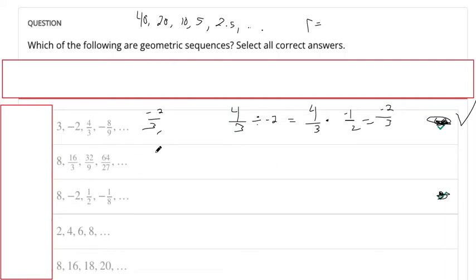Let's test it with this one. The next term divided by the current term. So term 2 divided by term 1. If you flip and multiply, you're going to get 1/3 when you simplify there. Take this term, divide by this term now. We better get the same thing or else it's not geometric.